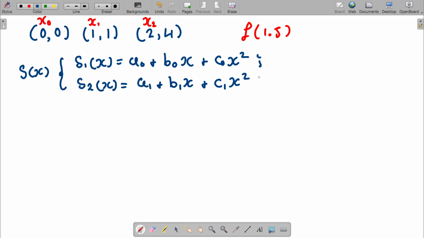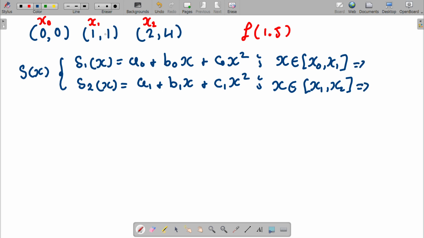The conditions for these are that they are going to be sets of intervals. This is where your x is in the interval x naught comma x1, and for the other one, it will be when x is between x1 and x2. If you look at these points, for this part your x naught is 0 and your x1 is 1. Then for this part, your x sub 1 is 1, and your x sub 2 is 2, from the points that I have here.